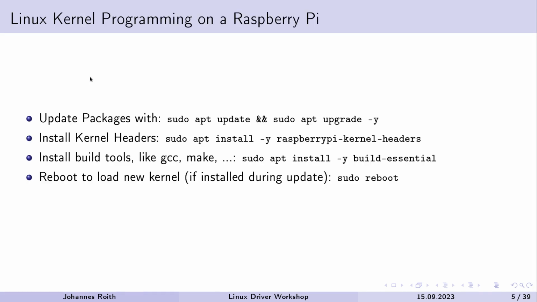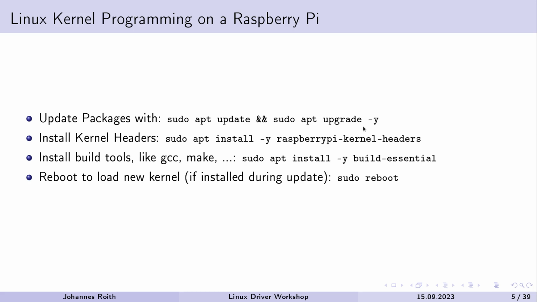Okay, now let's talk about how we have to set up our Raspberry Pi in order to use it for Linux kernel module programming. First we need to install the kernel headers. The kernel headers are all the necessary header files and makefiles which are needed in order to compile a Linux kernel module for your currently running kernel. On Raspberry Pi OS, you can install them with sudo apt install raspberrypi-kernel-headers. But of course, before you do so, make sure to update your package sources and also upgrade your system.